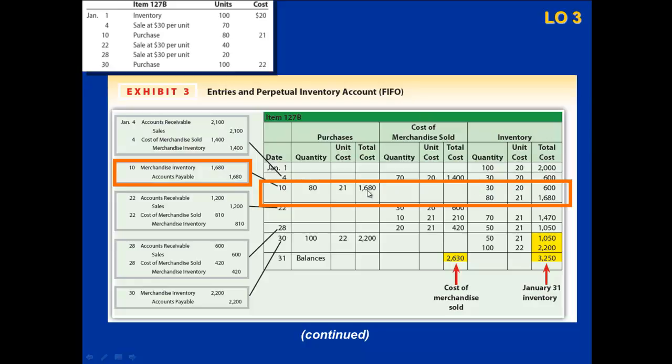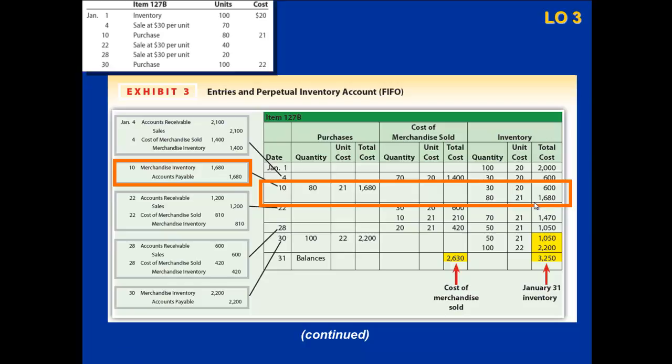The next thing we're going to do is make a purchase of 80 units at $21 per unit. Now you can see here we have different layers. So we purchased 80 at $21 per unit for a total cost of $1,680. So now we have the 30, and we have two different unit prices of inventory, and we keep these separate. We had 30 at $20 apiece, and we have 80 at $21 apiece. So we have a total of 110 units of inventory. However, one layer has a unit price of 21, and one has a unit price of 20.